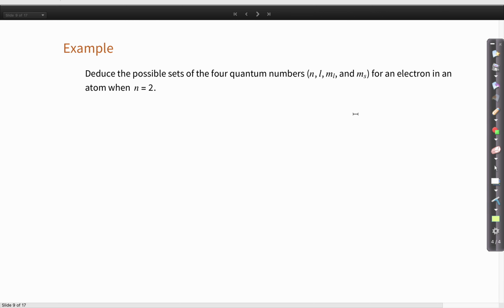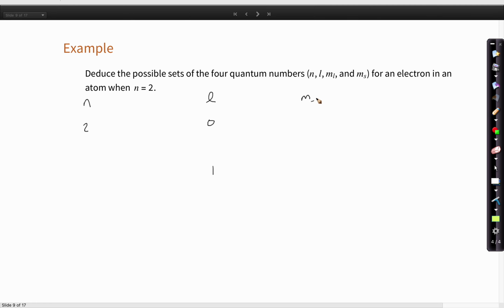So let's do an example. What are all the possible sets of 4 quantum numbers for an electron in an atom when n equals 2? All right, so here's what we can do. We're going to make a little table. So here's our n. We know that n equals 2. What are the allowed values of l? The allowed values of l here are 0 and 1. Those are the only possibilities.